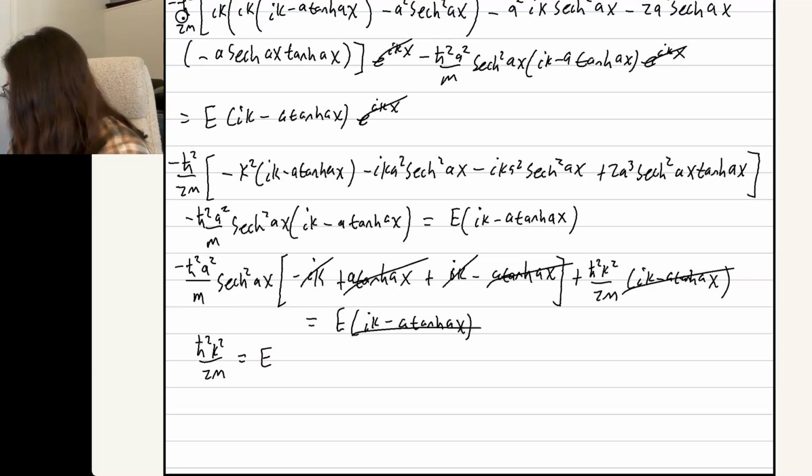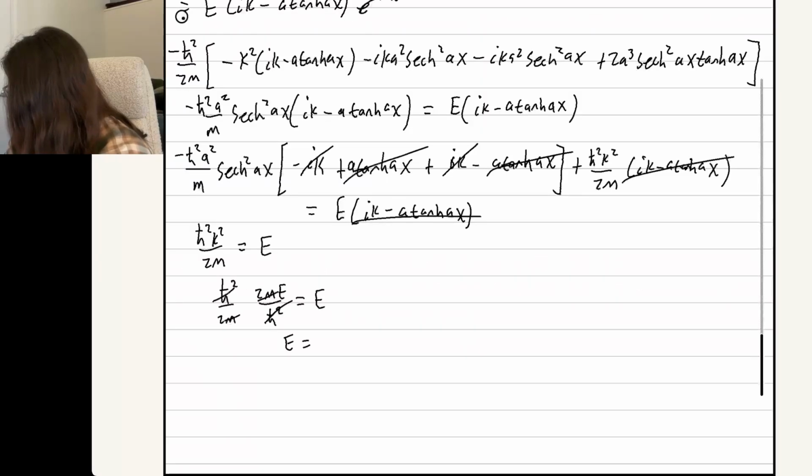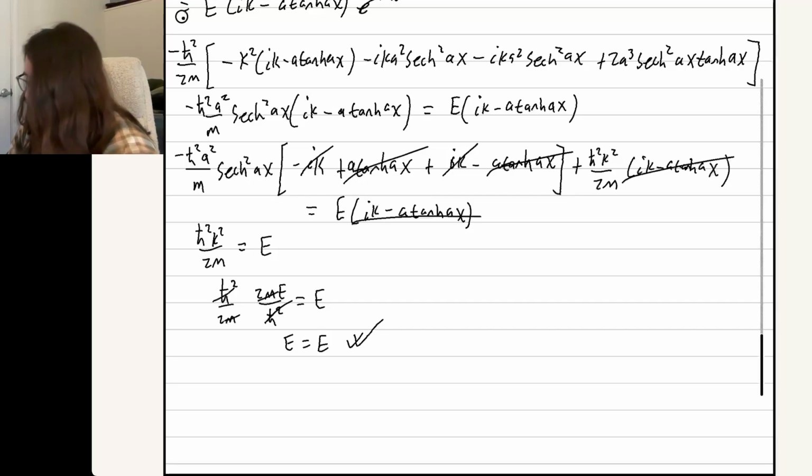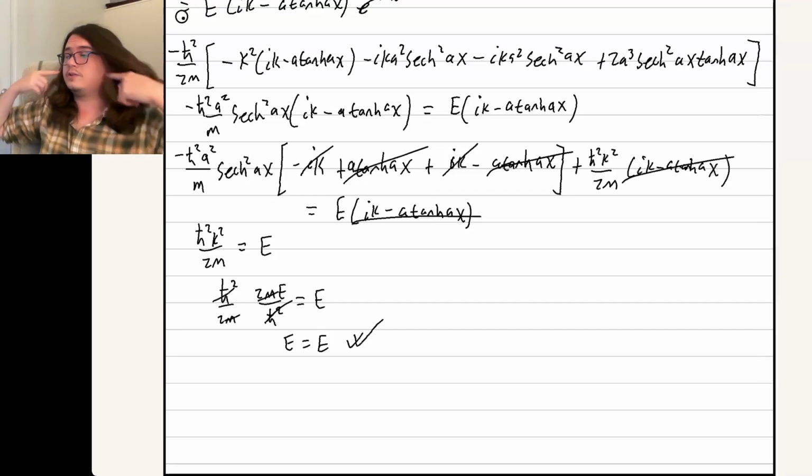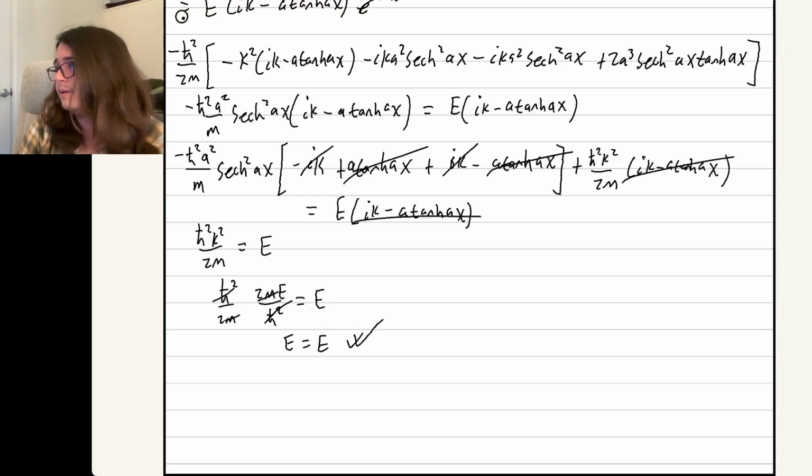After all of that, we can expand the definition of k. So this is going to be 2mE over h bar squared. So after all that, we get that E equals E, and we killed it. That's a valid solution to the Schrodinger equation.